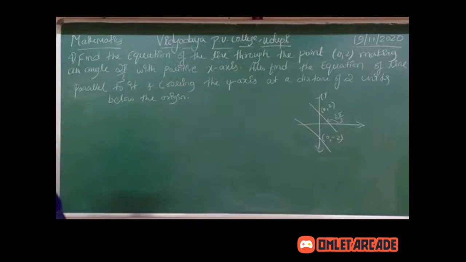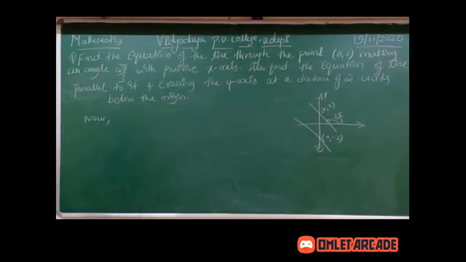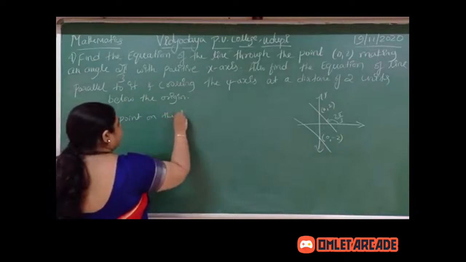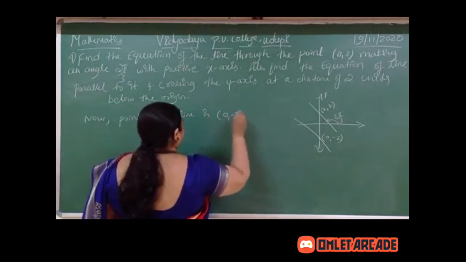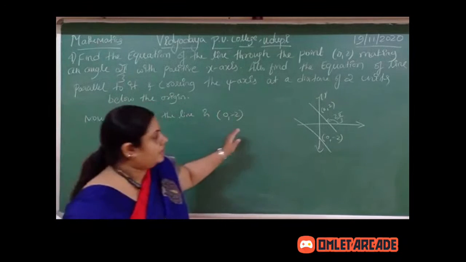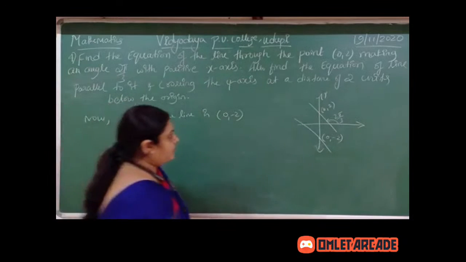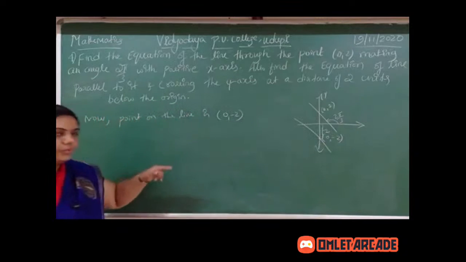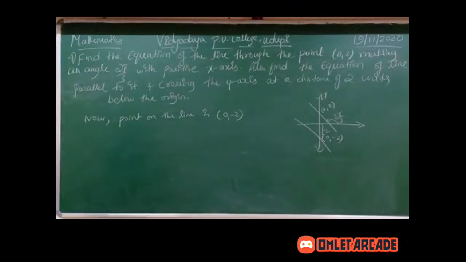So let me do the second part. Now, I am doing the second part, okay? The point on the line is (0, -2). I hope you got how it came. Just read the question. Because it is a distance of 2 units. See, the distance should be 2 units and below the origin, so the point is (0, -2). The point on the line is (0, -2).